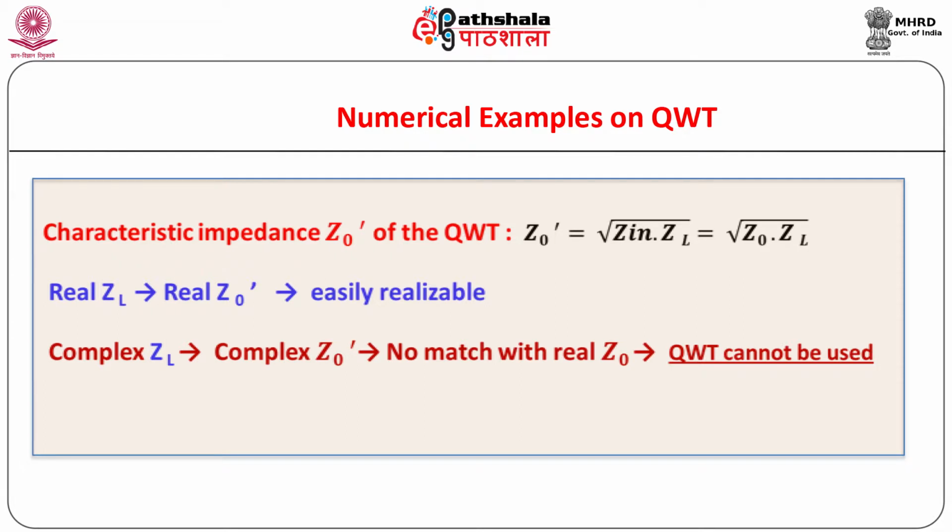Have a look at the formula for characteristic impedance Z0 dash of the QWT, namely Z0 dash is equal to square root of Z0 into ZL. Accordingly, if the load impedance ZL is real, then obviously the characteristic impedance Z0 dash of the QWT will also be real and can be realized easily. However, if ZL is complex, then Z0 dash will also be complex, which will not match with the real Z0. In such a case, QWT cannot be used.